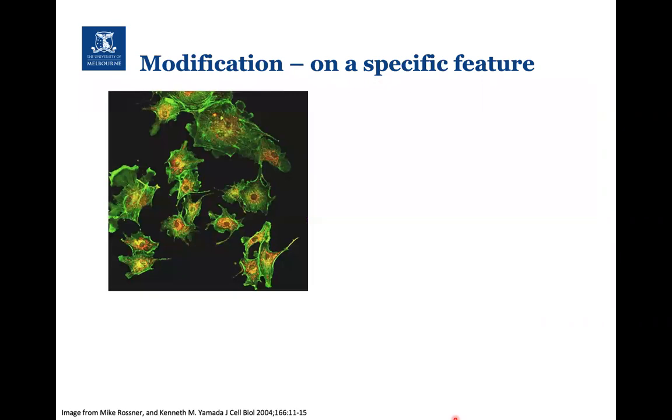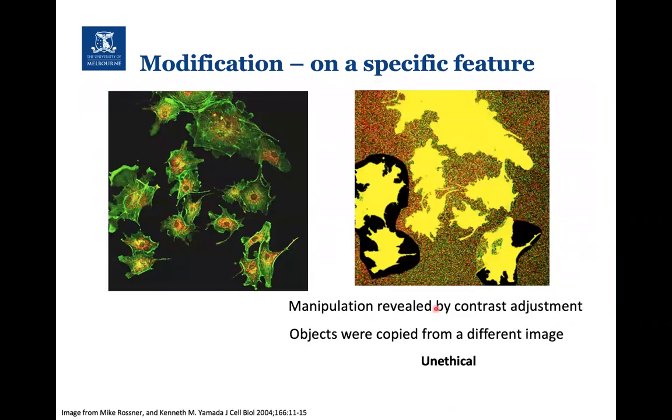Next one is a fluorescence microscope image, so something a little bit closer to home. The image on the left shows a field of view with a number of different cells, all looking like they have the same stain. But if we go in and do a simple contrast adjustment, you can see that these cells here and this group of cells here seem to have a different background to the rest of the image. It's almost as if they've been cut and pasted into the image in some way. This obviously, again, is not ethical.